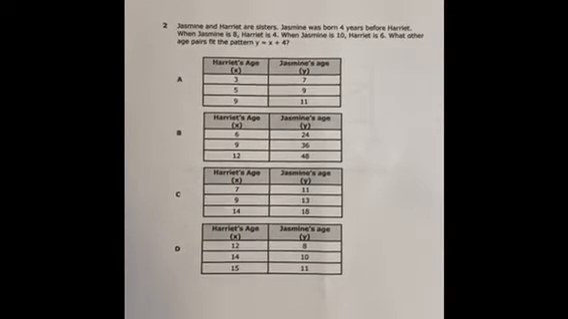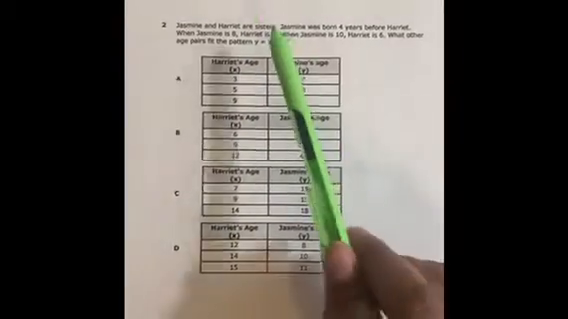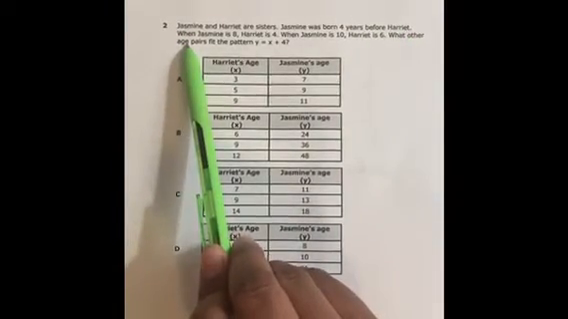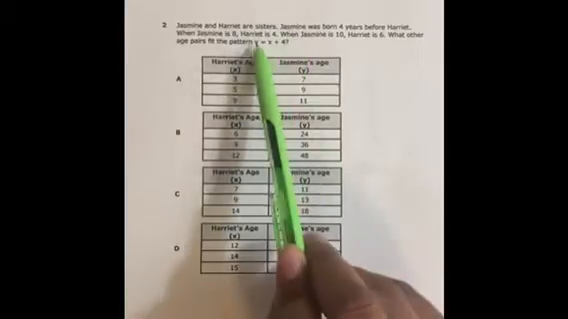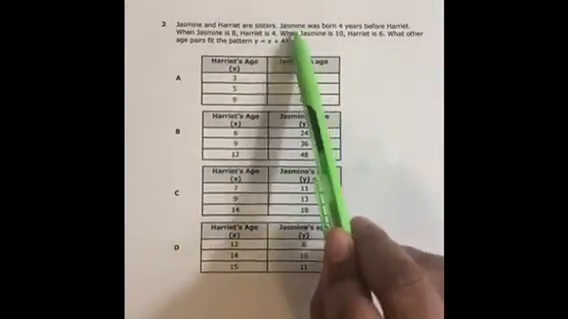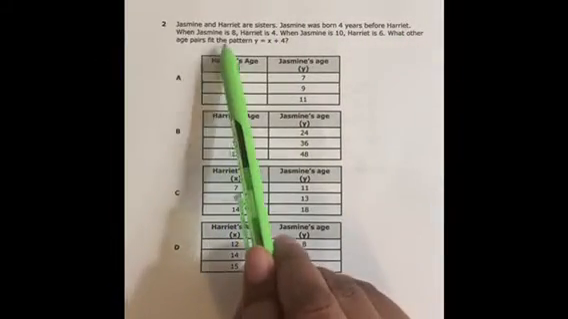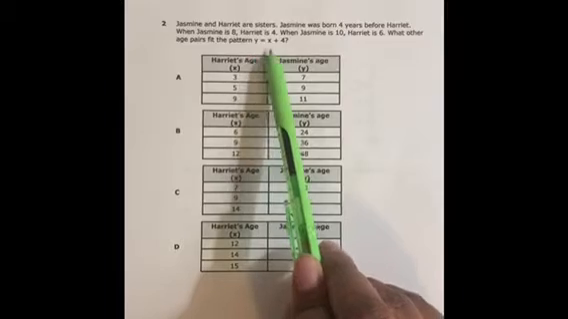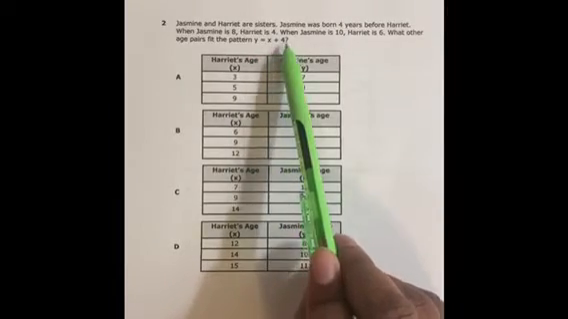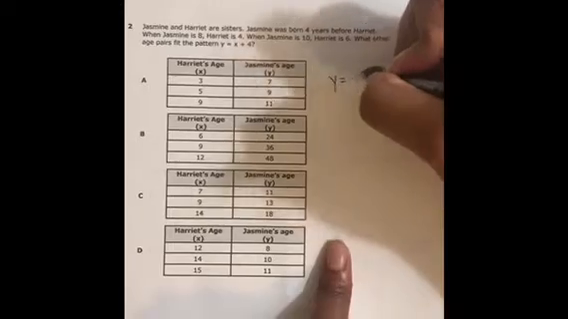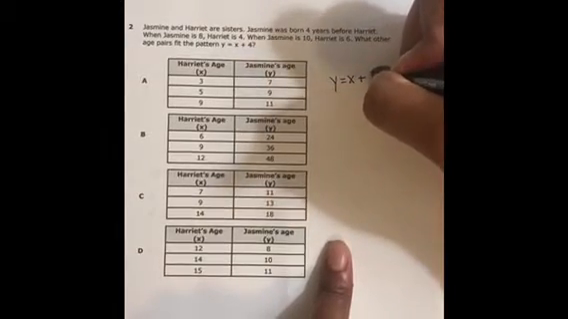Look at this number. It says that Jasmine and Harriet are sisters. Jasmine was born 4 years before Harriet. When Jasmine is 8, Harriet is 4. When Jasmine is 10, Harriet is 6. What other age pairs fit the pattern y equals x plus 4? So let me write this down really quickly. They gave us this one right here, y equals x plus 4.